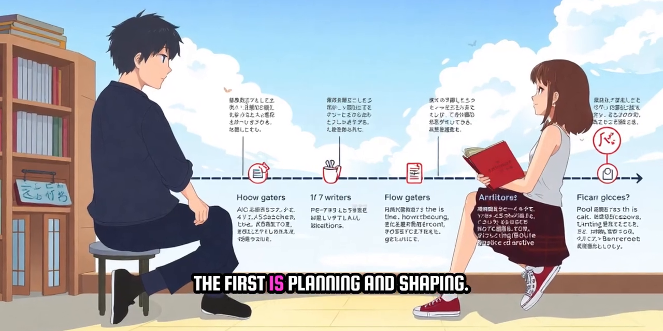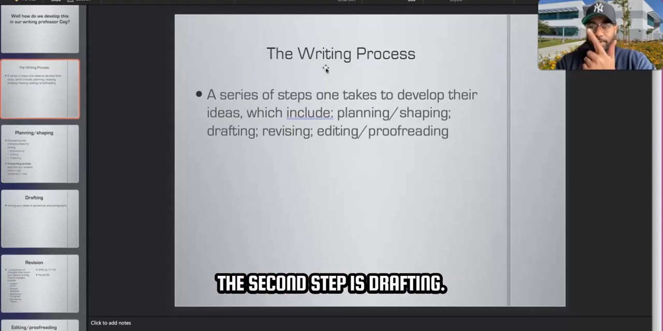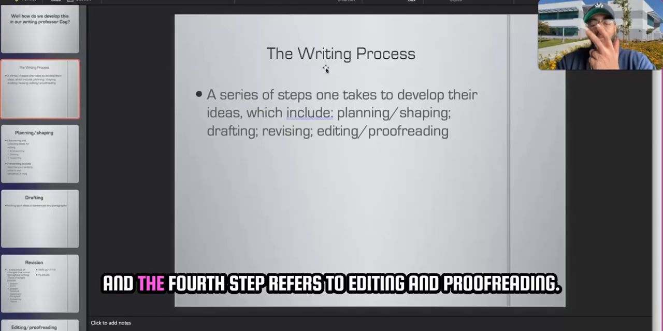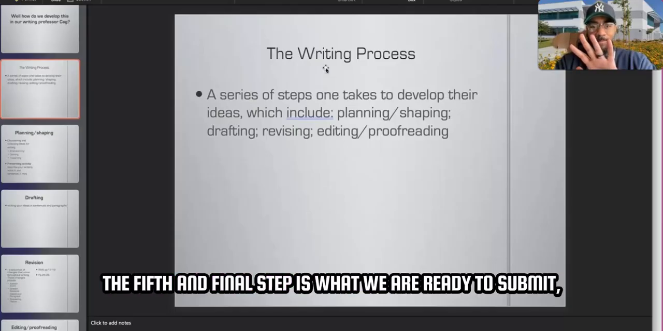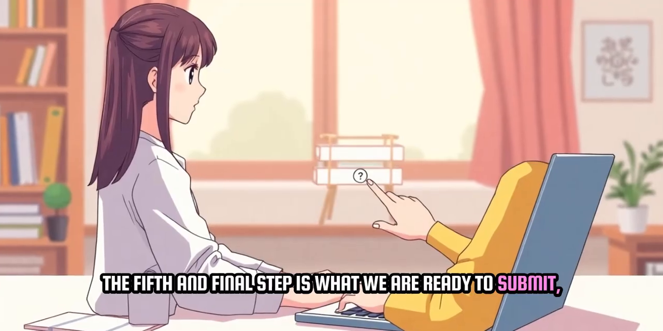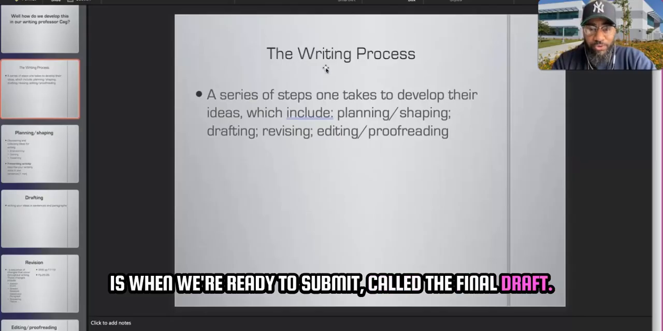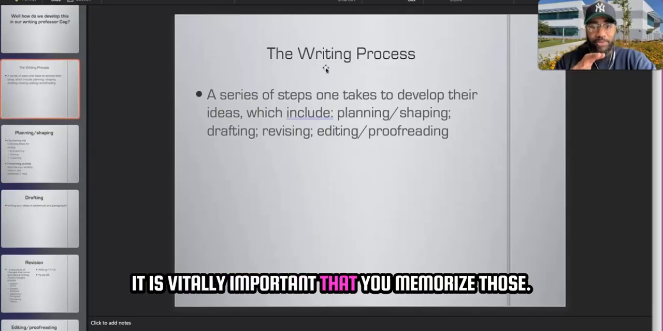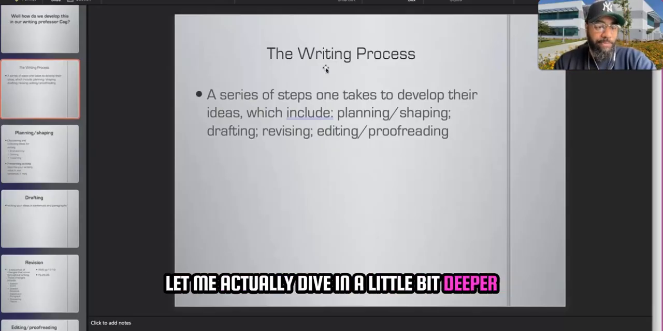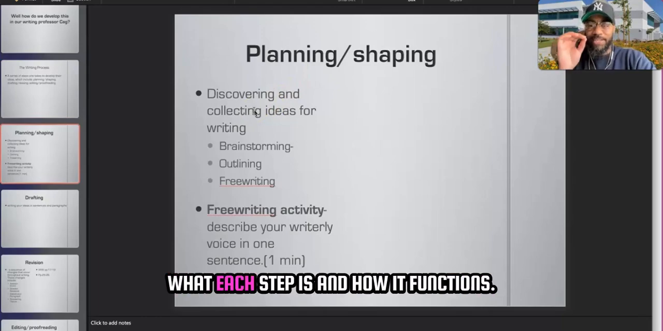The first is planning and shaping. The second step is drafting. The third step is revising. The fourth step refers to editing and proofreading. The 5th and final step, when we're ready to submit, is called the final draft. All right. So those 5 steps are the 5 keys to the writing process. It is vitally important that you memorize those. Let me dive a little bit deeper and do a little further explanation about what each step is and how it functions.